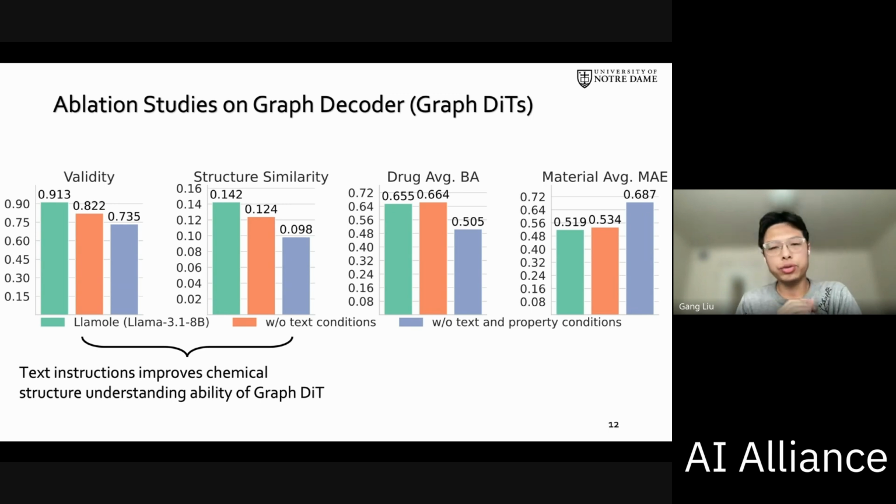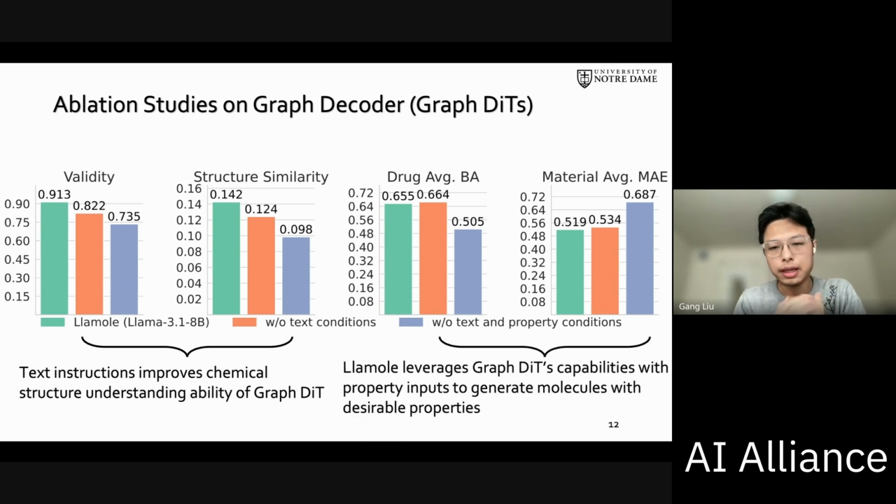From the first 2 figures, we can observe that the large language model can generate text instructions, and this text instruction then helps the graph diffusion transformer to better understand the chemical structures. And from the last 2 figures, we can see that the Llamole model will use the graph diffusion transformer's capacity to handle the property inputs so that it can generate molecules with desirable properties.